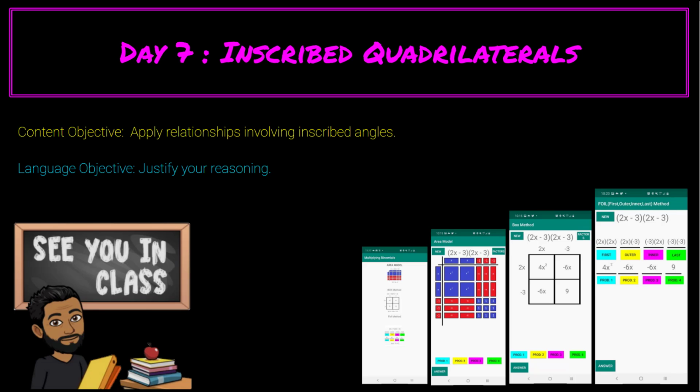Welcome back. Today is day 7 of our Introduction to Circles unit. We will be investigating the relationship of the angles in an inscribed quadrilateral. We will be using GeoGebra again and then concluding with a flowchart proof.